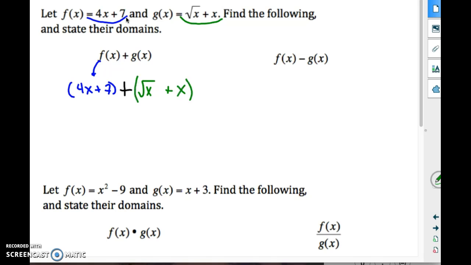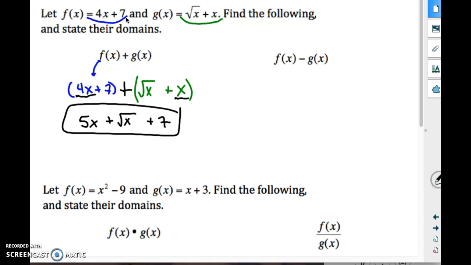And for safety, I put them in parentheses, but as we can see, there's no subtraction or number to distribute. So let's just put our like terms together. So 4x and 1x would be 5x plus the square root of x plus 7. So that's what we get when we added our two functions together.